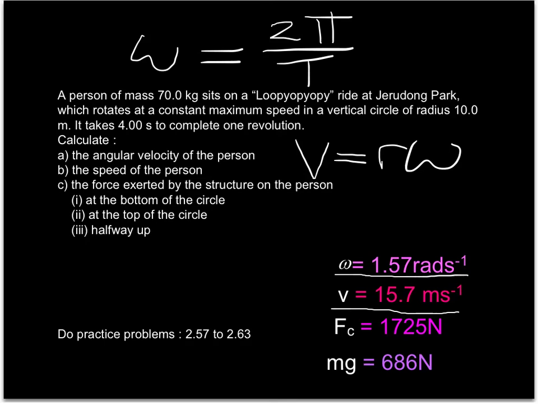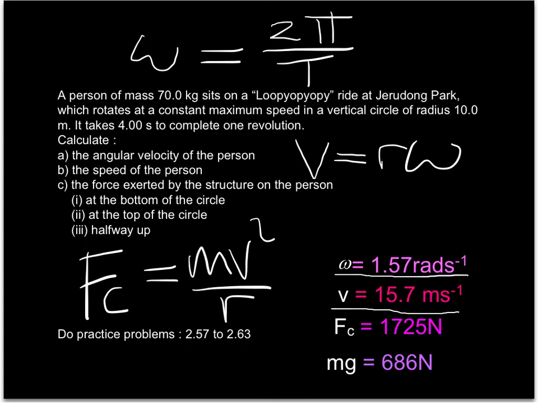A quick calculation involving mv squared over r will give us Fc, of course. So I'll just show that here. This is the equation we use to find that. Plug all the numbers in, you should be getting 1725 newtons, and for mg you should be getting 9.81 times the 70 kg, which is 686 newtons. If you add those two numbers together, you will find the tension force at the bottom, part 1. If you subtract those two numbers, you'll find the force on the person at the top of the circle.